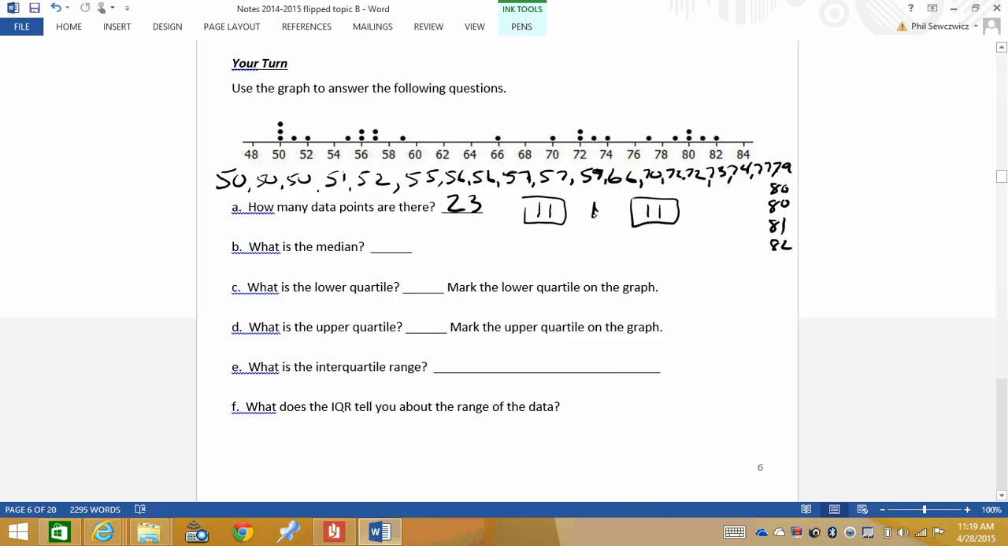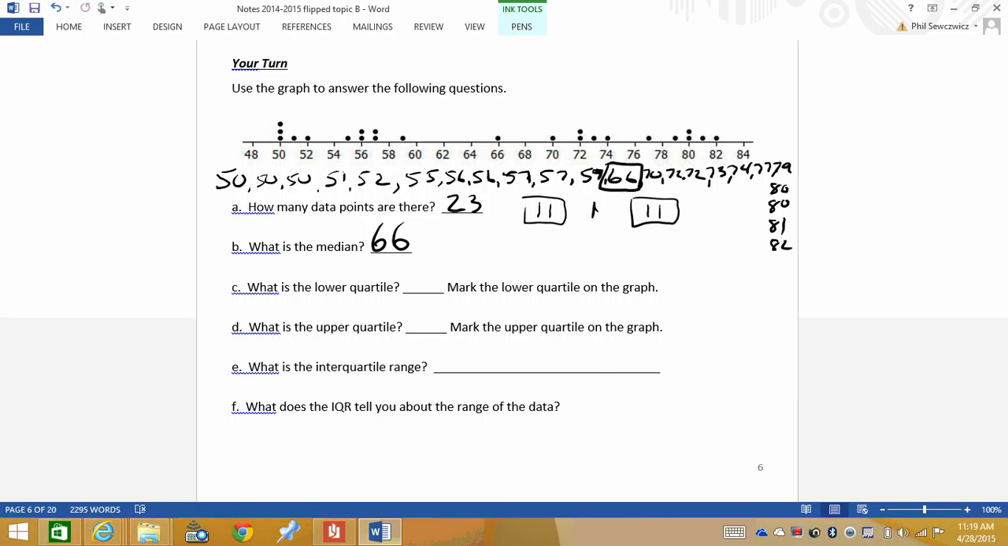11 plus 11 is 22. There's a 23rd number. So let's count 11 numbers over. 1, 2, 3, 4, 5, 6, 7, 8, 9, 10, 11. So the next number, which is 66, there's my median. And again, that takes away from worrying that I don't have them in a nice pretty straight line. I don't have to worry about doing that at all.